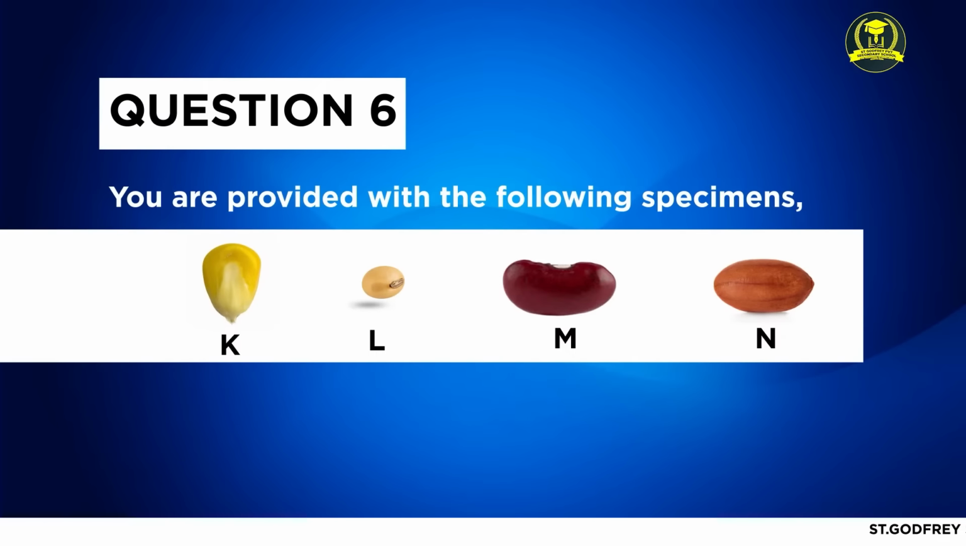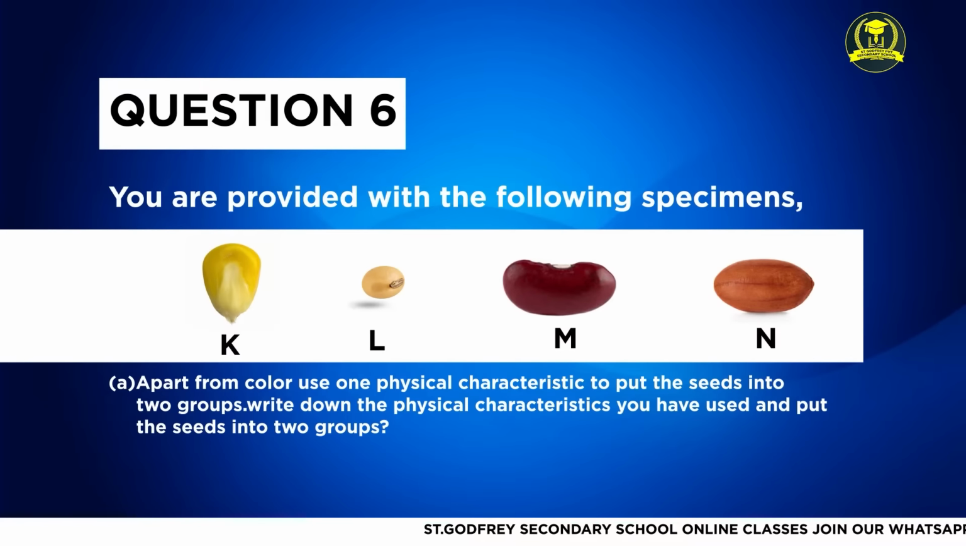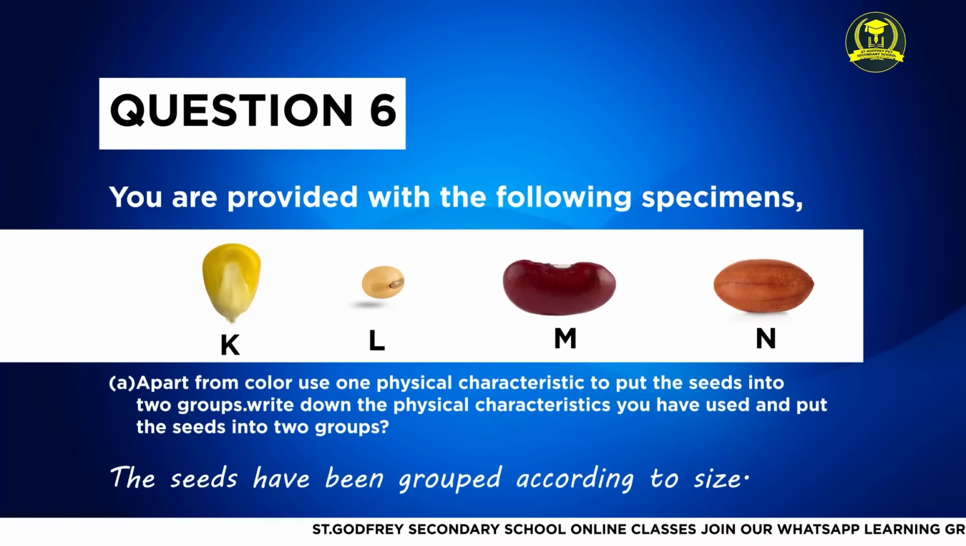Question A. Apart from color, use one physical characteristic to put the seeds into 2 groups. Write down the physical characteristic you have used and put the seeds into 2 groups. The seeds have been grouped according to size.